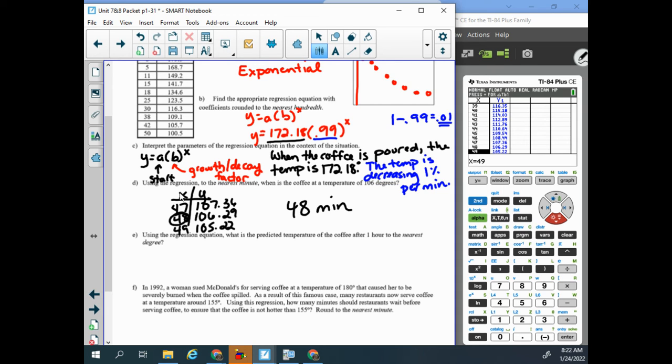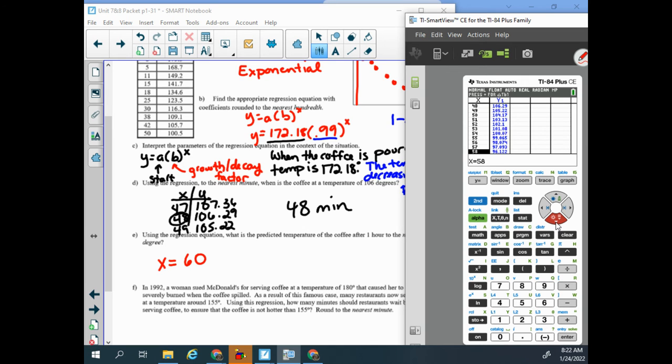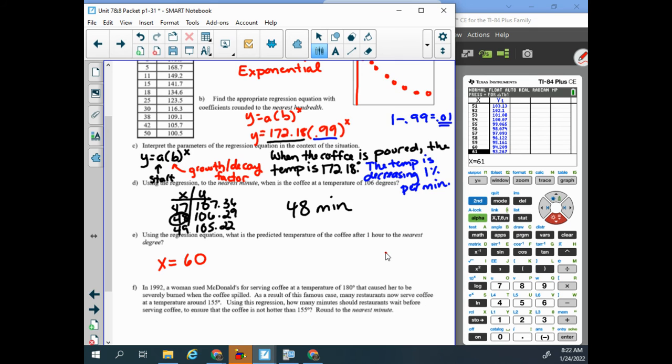The next one says, using the regression equation, what is the predicted temperature of the coffee after 1 hour? So now I'm given a time value. Now I can't plug in 1 because my time is measured in minutes. So here I have that the x value is 60 minutes, right? 1 hour, 60 minutes. So since I already have my table up, I could use a table. I could also plug in 60. Either way is fine. Since I'm already here, I'm going to use the table. So I see here when I plug in 60 that I get about 94 degrees to the nearest degree.